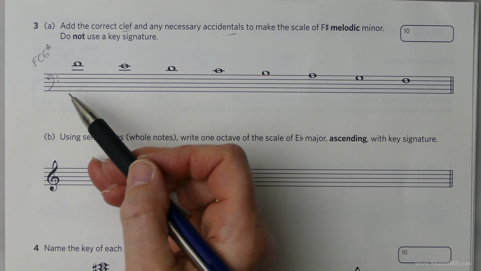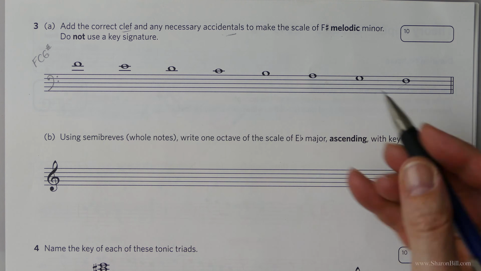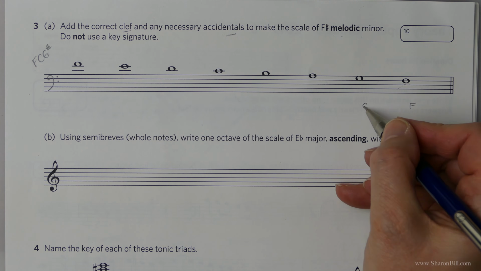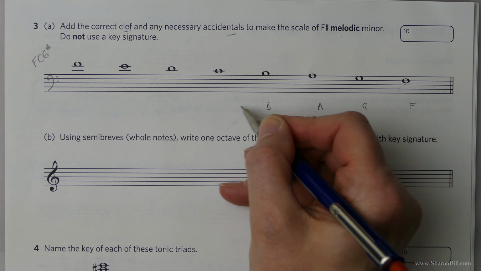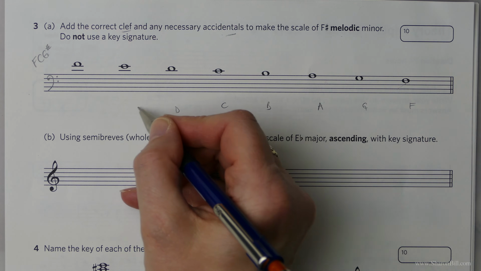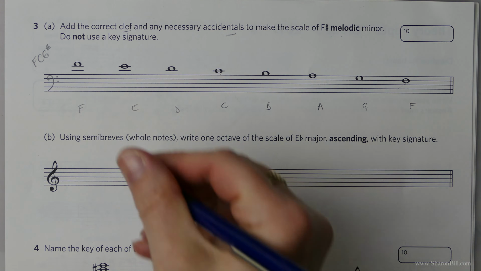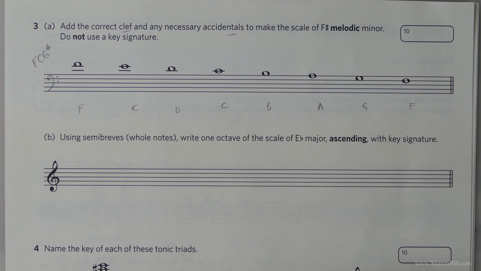Then, if this isn't the clef of your choice, you could always just sketch underneath. Remember, we're counting F, G, A upwards, B, there's our middle C, D, E, F. Do whatever you need to just clarify your thinking. You can always rub these out again afterwards.